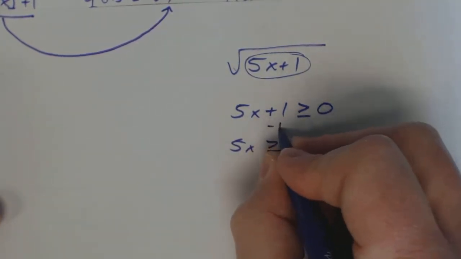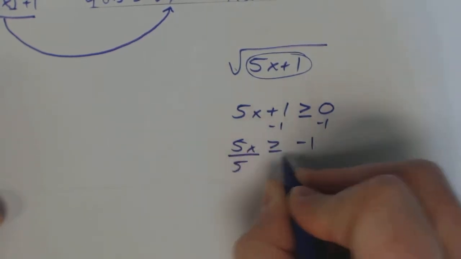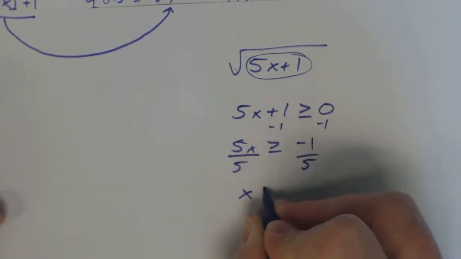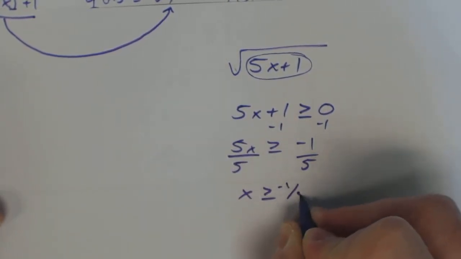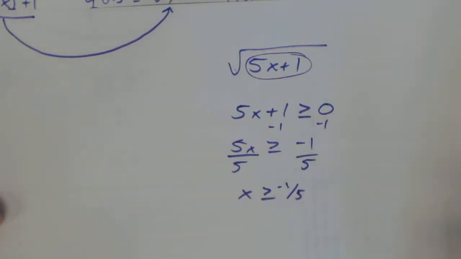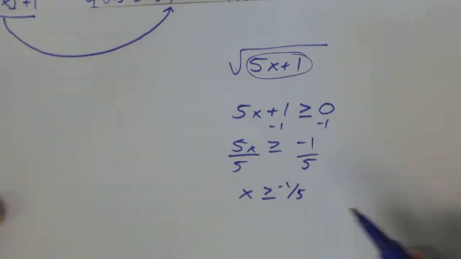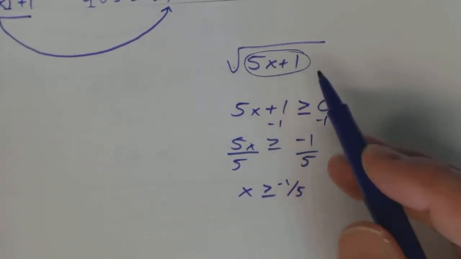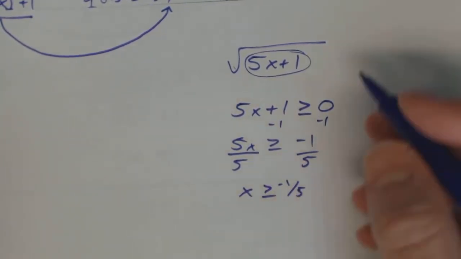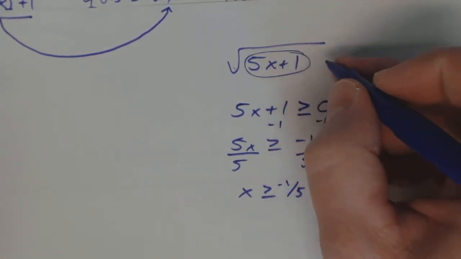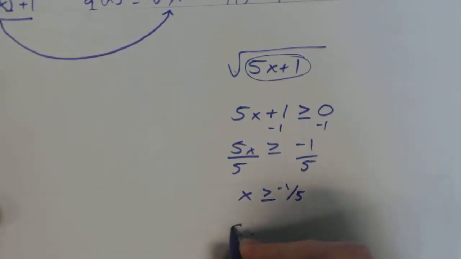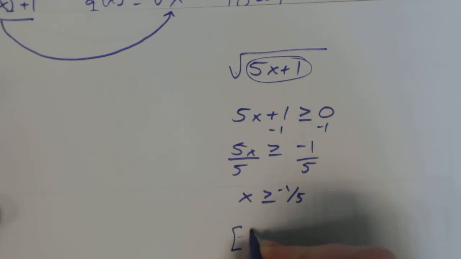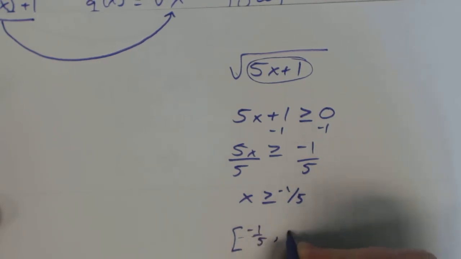Okay, subtract 1 from both sides. Divide by 5. x must be greater than or equal to negative 1/5. So this is the domain. This is the only thing that this can handle. So if you have values that are bigger than negative 1/5, you're going to get a positive number under the radical. So the domain here would be square bracket negative 1/5 to infinity.